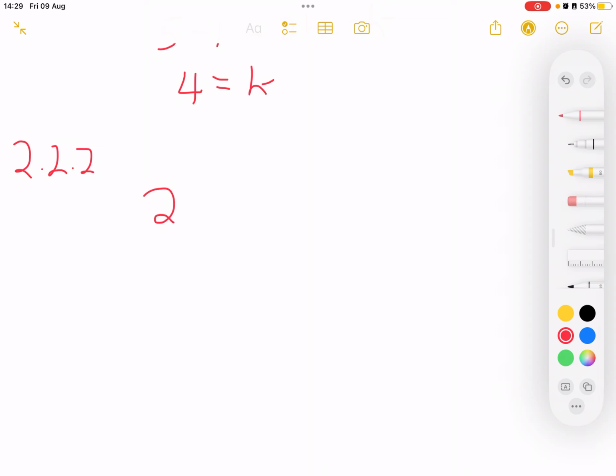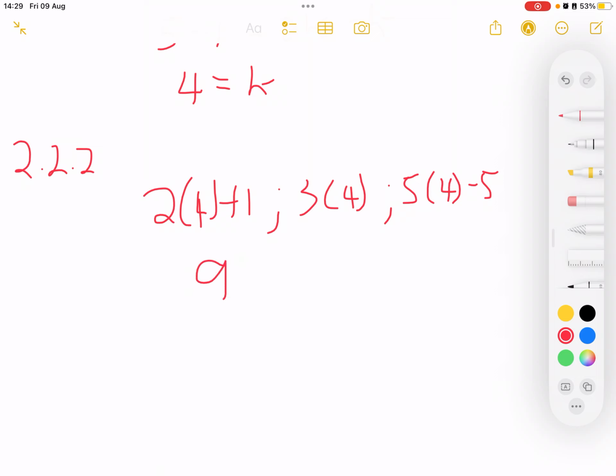So it was 2k plus 1. So now we say 2 times 4 plus 1, 3 times 4, 5 times 4 minus 5. And this gives us a sequence that is 2 times 4 is 8, plus 1 is 9, 3 times 4 is 12, 5 times 4 is 20, minus 5 is 15. So, for an arithmetic sequence, we can see that the common difference is 3.